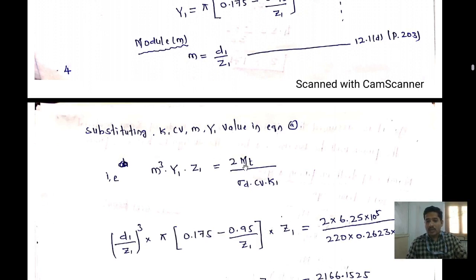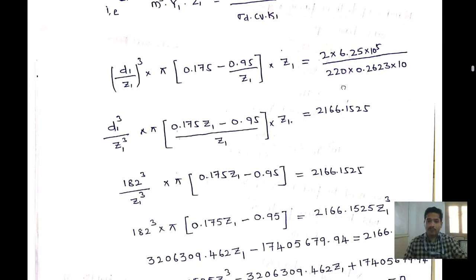So 2 as it is. So Mt, the moment of torque, we got it is 6.25 into 10 power 5, divided by the static strength. We need to find sigma d, 220 into Cv value, the velocity factor value. How much did we get here? 0.2623. And the K value, the load factor value, is how much? 10.